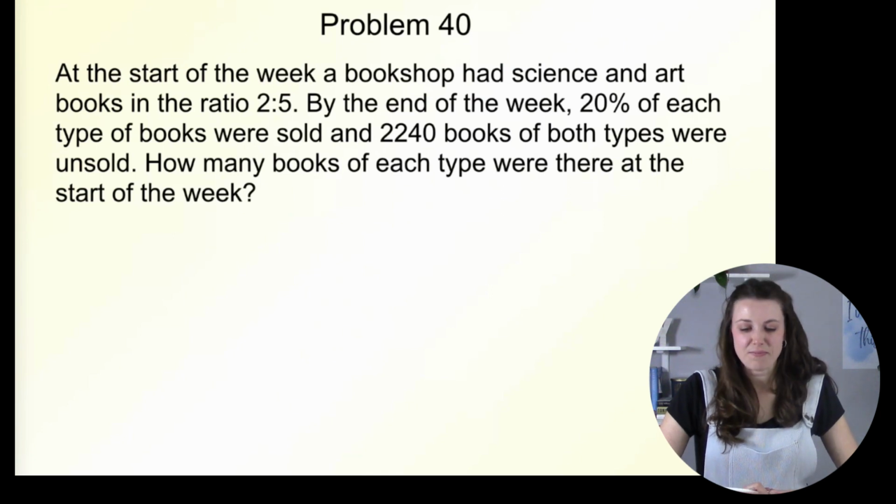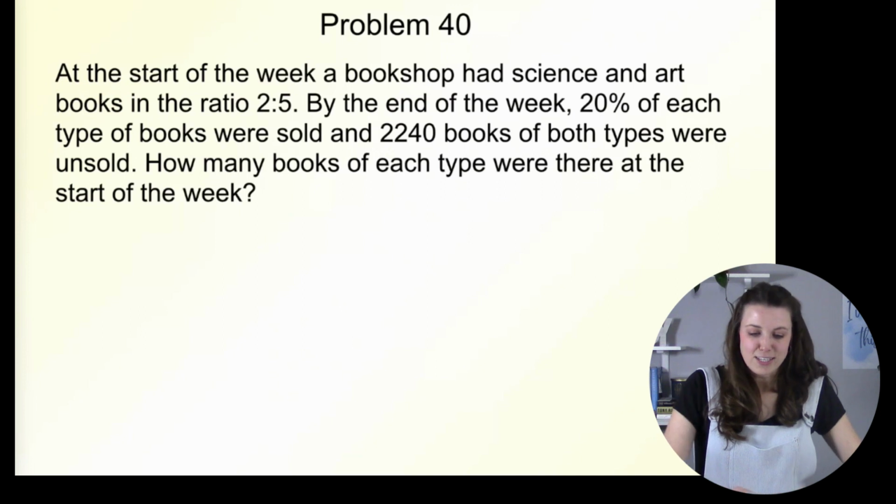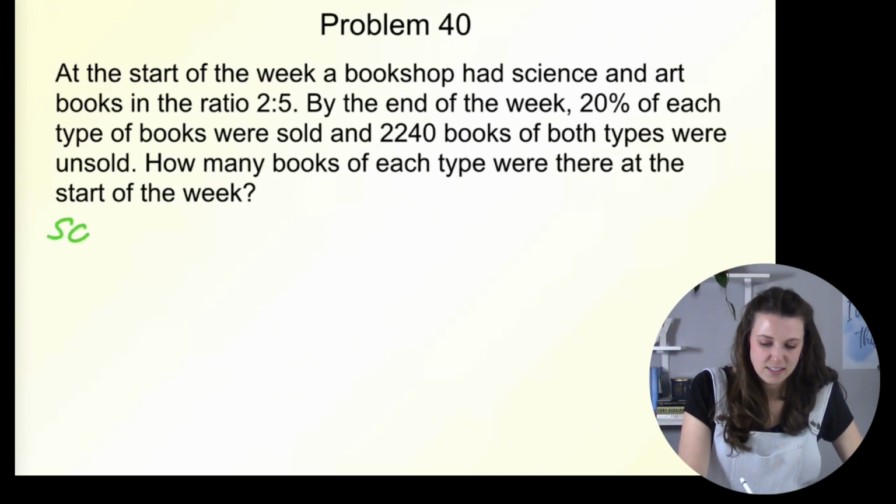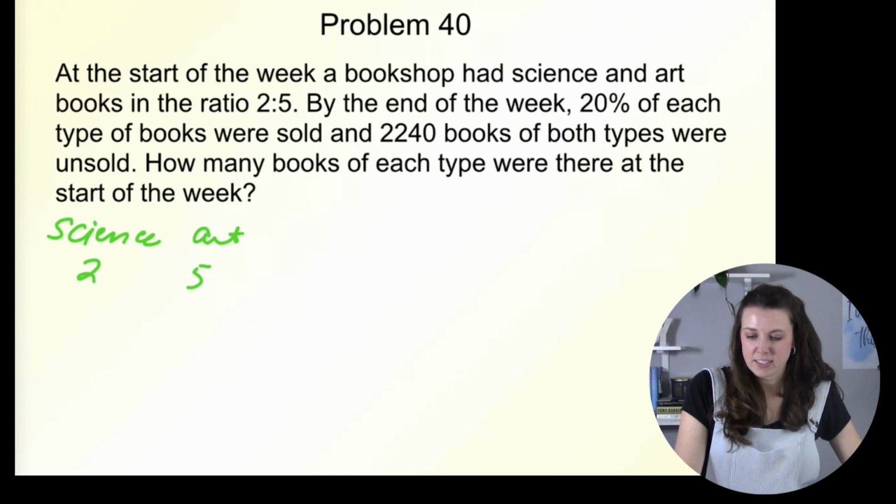On to number 40. At the start of the week, a bookshop had science and art books in the ratio of 2 to 5. By the end of each week, 20% of each type of books were sold, and 2,240 books of both types were unsold. How many books of each type were there at the start of the week? Okay, so we're going to go with science is 2 and art is 5, and we have here 20% were sold.